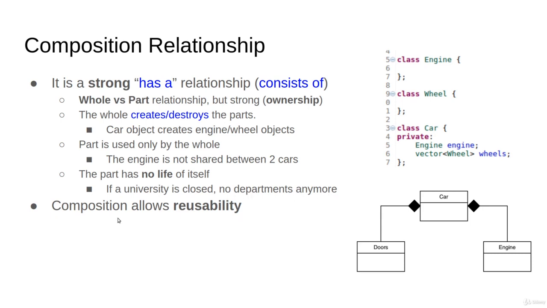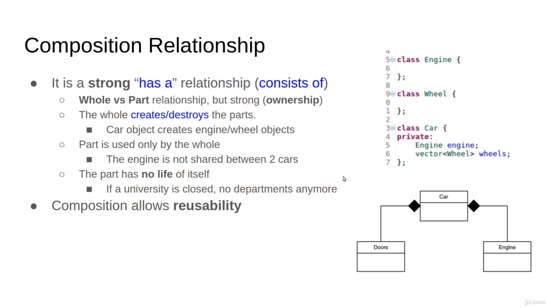So composition is very critical in OOP because it allows reusability. Reusability refers to the ability to reuse something over and over. For example, here the engine, if it's a class, we are reusing it. So instead of writing our own logic for a car from scratch, we can reuse something. If we have an object FullName, we can reuse it inside, say, a class like Employee.